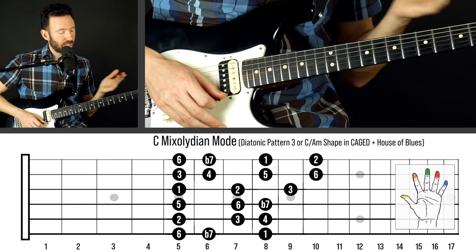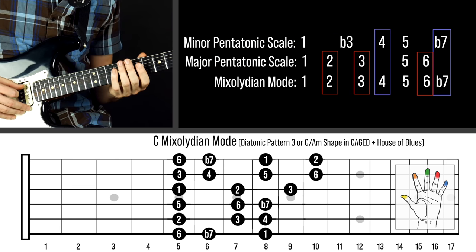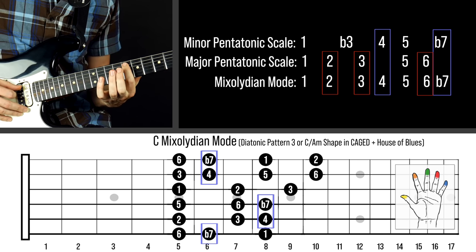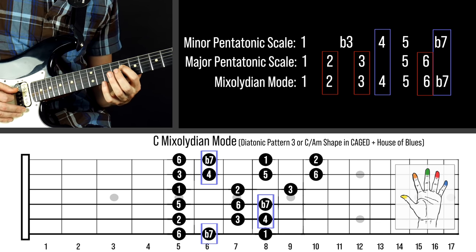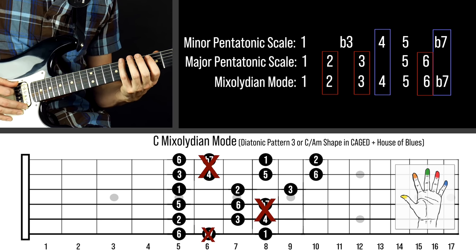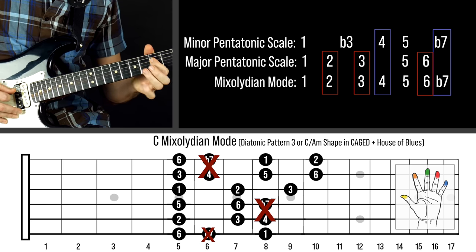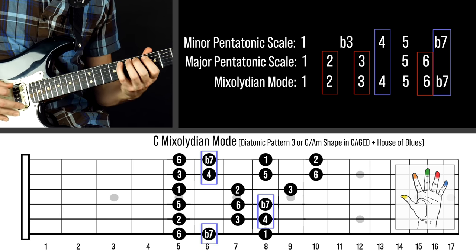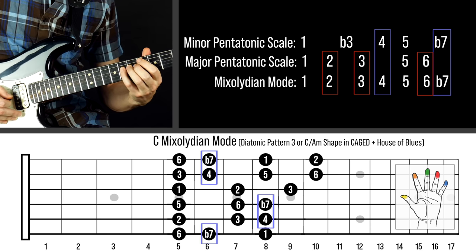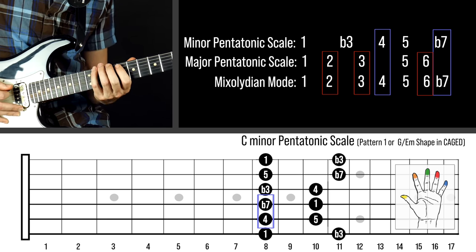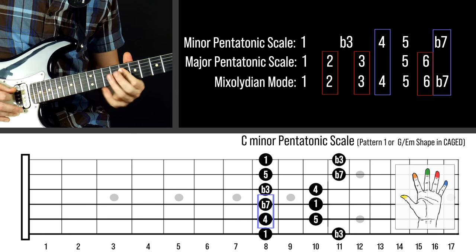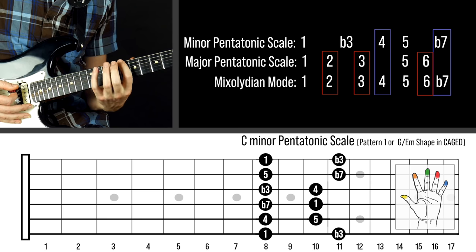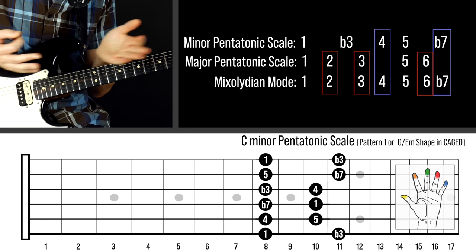So Mixolydian mode has elements of minor pentatonic, such as the 4 and the flat 7. This note and this note, which are not in the major pentatonic. Major pentatonic is 1, 2, 3, 5, 6. But Mixolydian adds the 4: 1, 2, 3, 4, 5, 6, flat 7. And C minor pentatonic is 1, flat 3, 4, 5, flat 7. So Mixolydian combines the major and minor pentatonic, basically. Not exactly, because Mixolydian doesn't have a flat third. It has a major third, but there's elements of both there.